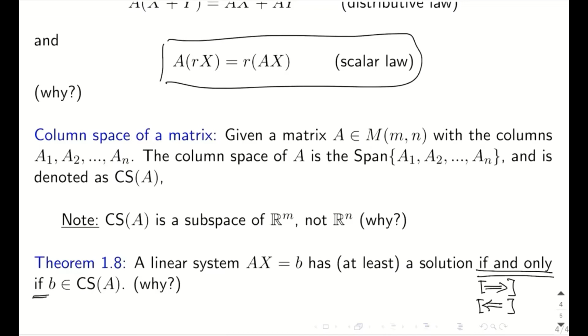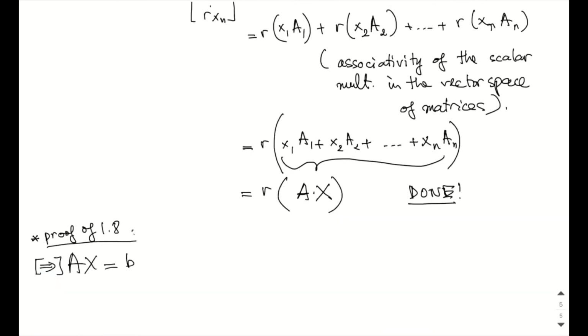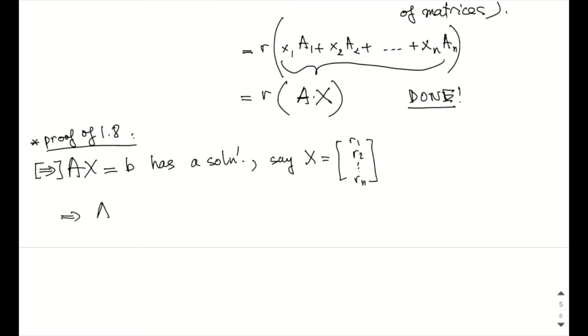So now we are going to prove left to right first. Proving left to right means we assume that the linear system has at least a solution. Then we want to show that the B here is in the column space of the matrix A. The matrix equation has at least a solution, so say that solution is x equals R1, R2, Rn. This implies the fact that A times this column vector is B.